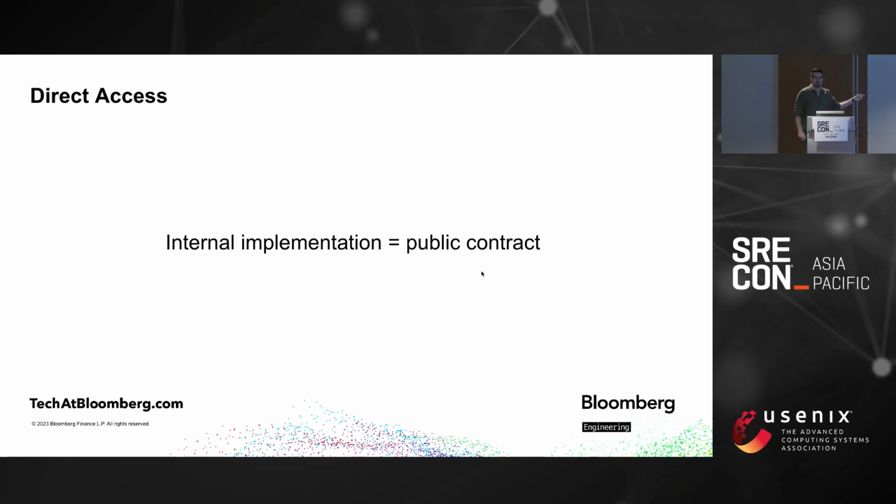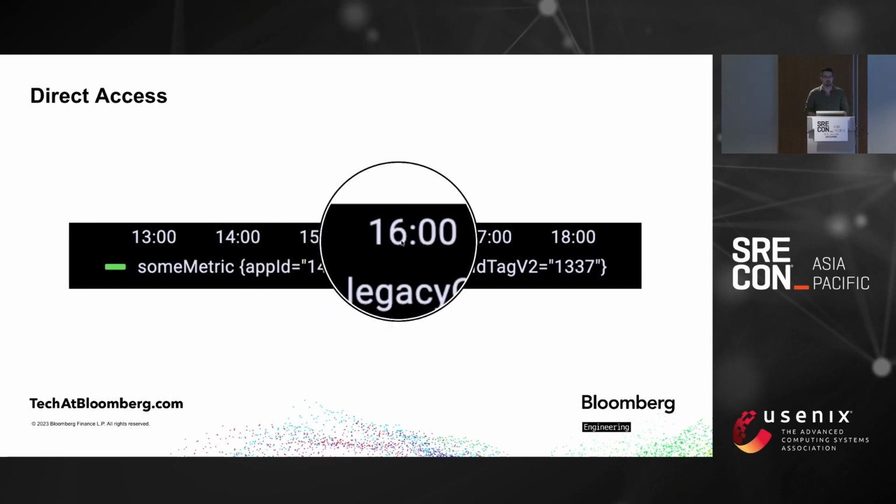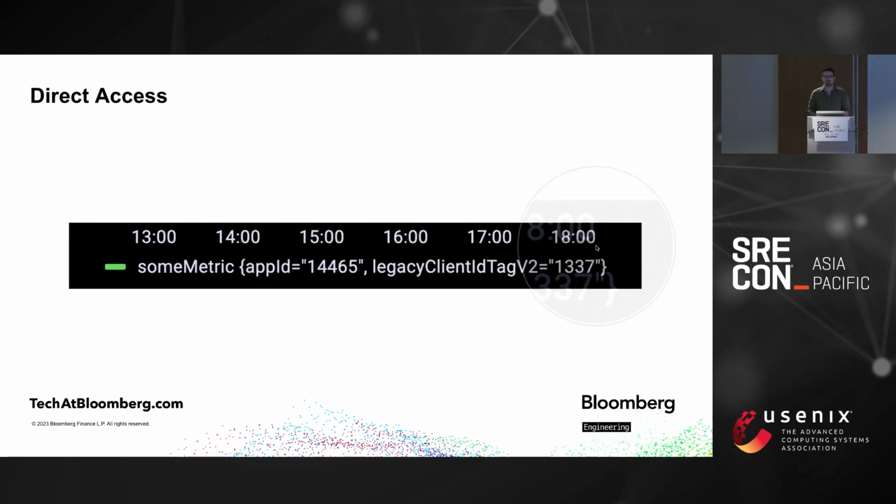You've made your internal implementation also your public contract. So you can't make backwards incompatible changes, like the ones I just mentioned, without consulting a much broader audience. Right? Maybe you can't make those changes at all, even if you wanted to. A worse problem. What about all the skeletons in your closet? Scary tech debt. Maybe we don't really want our clients knowing that we track things based on legacy client ID tag v2. We're totally going to migrate away next quarter, maybe next year. It's in the backlog. We're going to get to it, right?